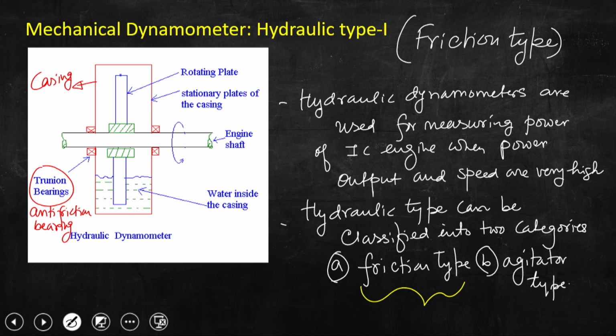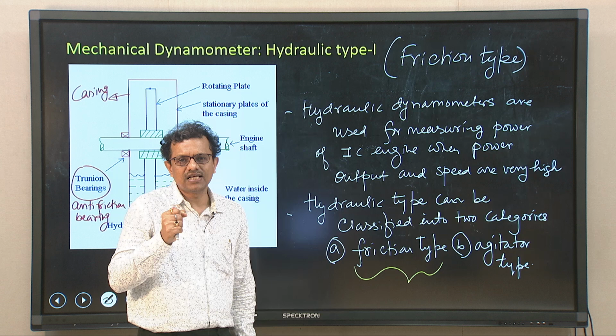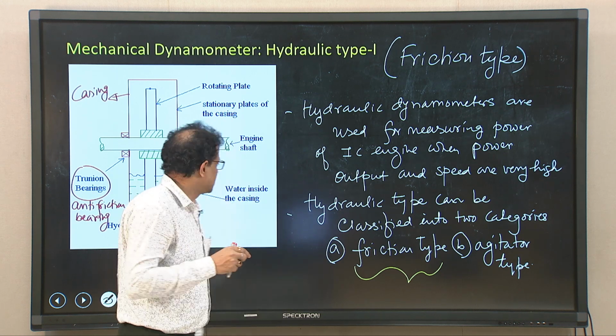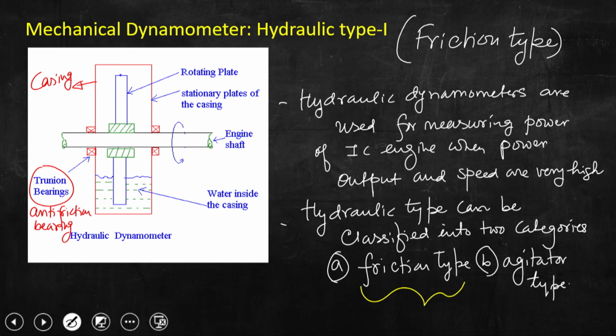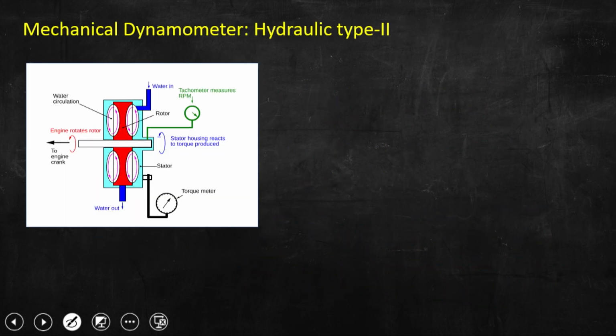We can prevent the rotation of the stationary plate by having some braking action, that is called braking of the engine, and if we place some load cell, from there we can say what is the power output of the engine. So, this is how this mechanical type works. Okay. So, then if we go to the next one, that is type 2, mechanical dynamometer, hydraulic type 2.